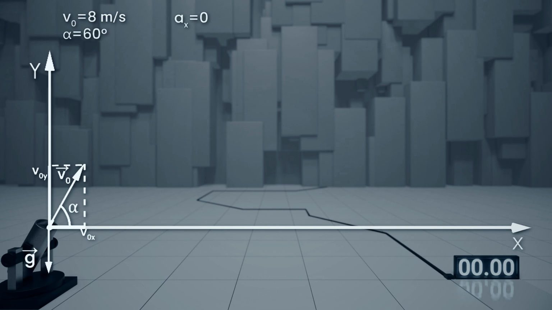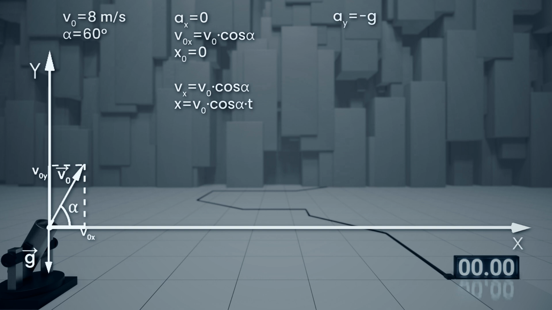The x component of acceleration is 0. The x component of the initial velocity is v cosine alpha. The initial x coordinate is 0. Motion along the x-axis is uniform, so the motion equations can be rewritten accordingly.